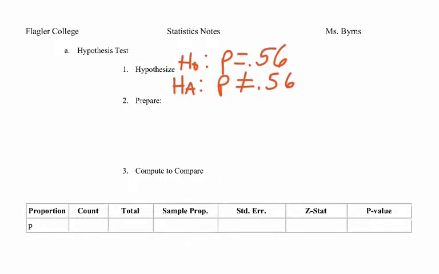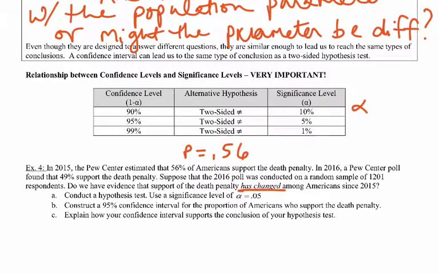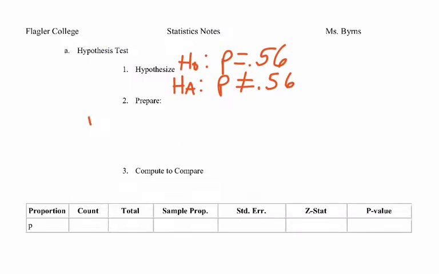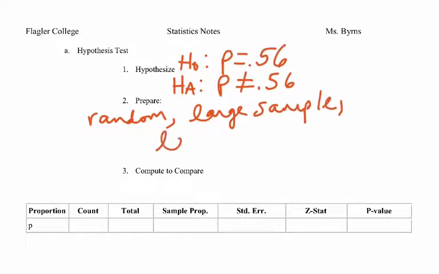The prepare steps I'm going to go through quickly because I told you all of these would fit what we needed them to fit in order to run the hypothesis test. It's a large enough sample. They told us it was a random sample. It's 1,200, so it's certainly large enough. So it's random and independent, large sample, and also large population.